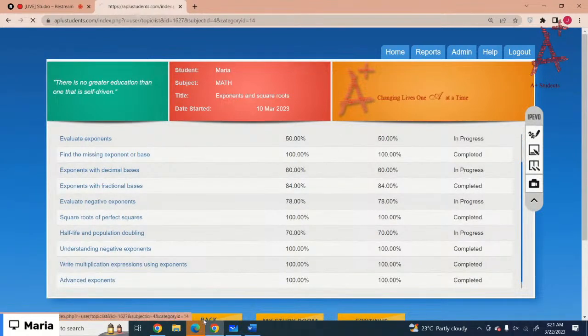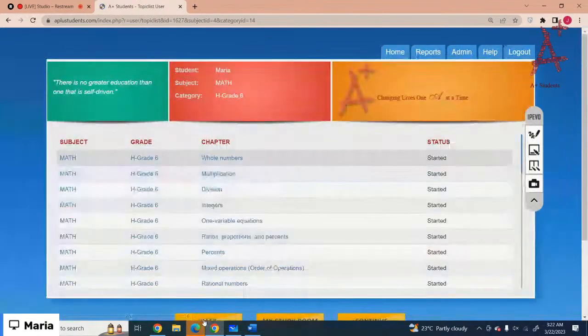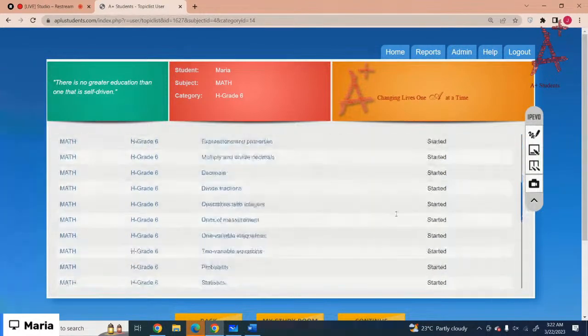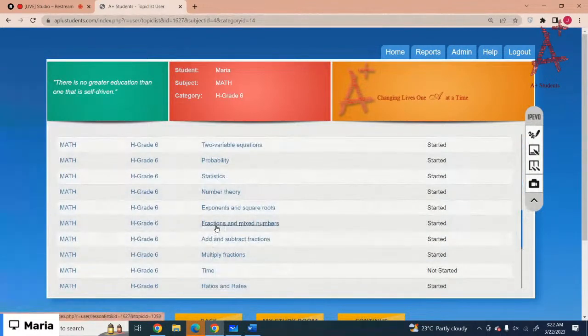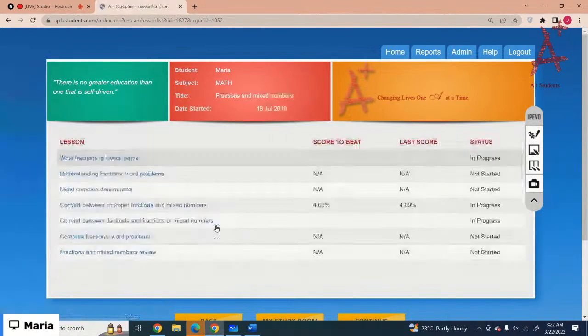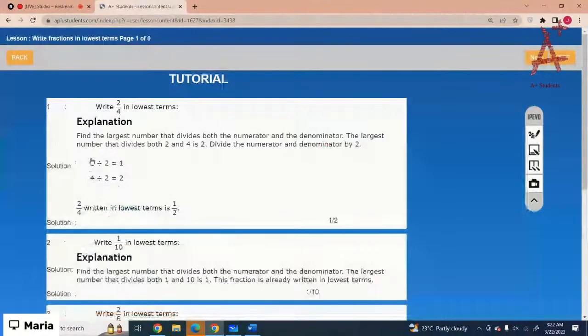Got it? So we're going to start with a new chapter. And the chapter we're going to start with is fractions and mixed numbers. Yes, here it is, fractions and mixed numbers. I'm going to start with the very first lesson, that is write fractions in lowest terms. Got it? So let's just start with the lesson.